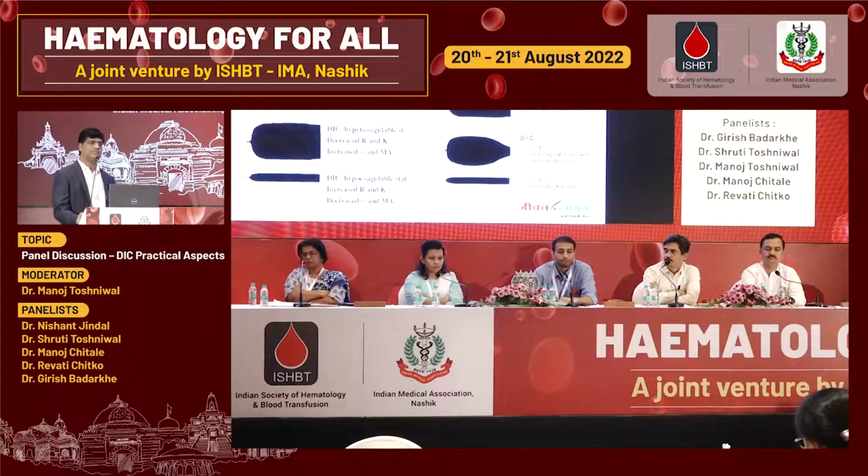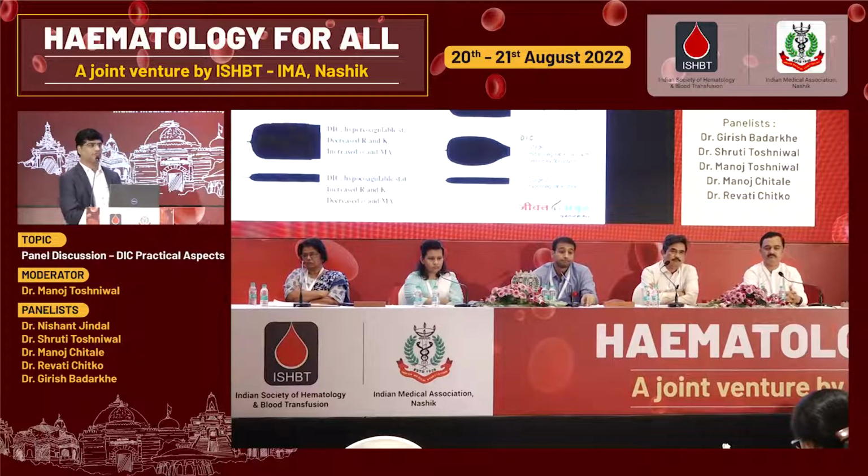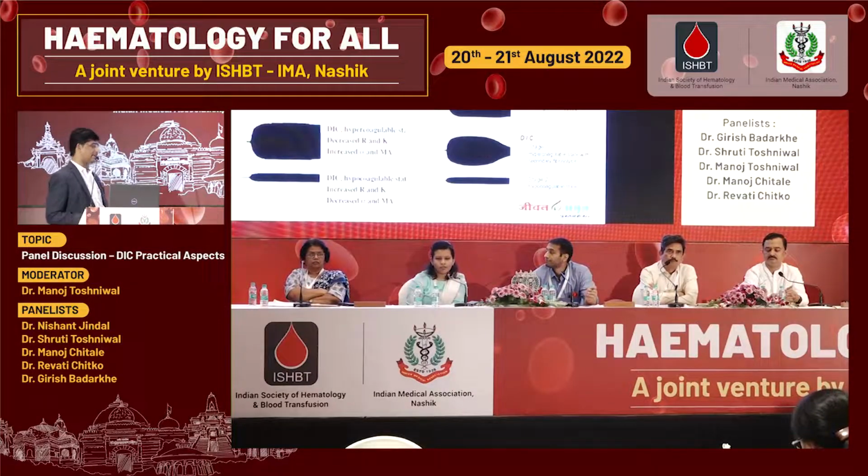So this machine can't be available everywhere. We have to go by clinical suspicion and the routine parameters which can give us the diagnostic clue. Maybe Dr. Shruti can guide us how exactly in routine clinical practice, where we don't have the TEG available, when should we suspect and how to go for diagnosis?